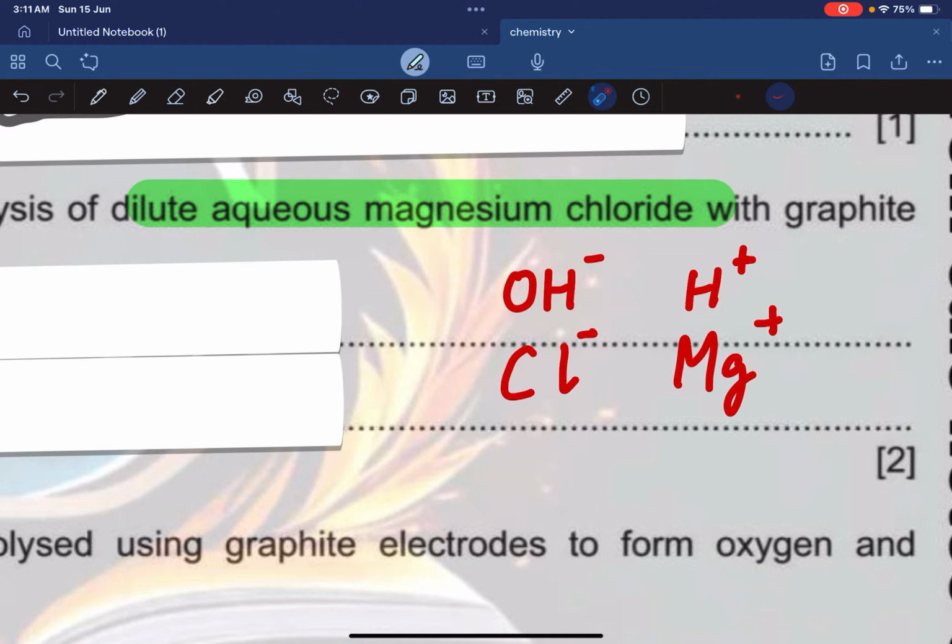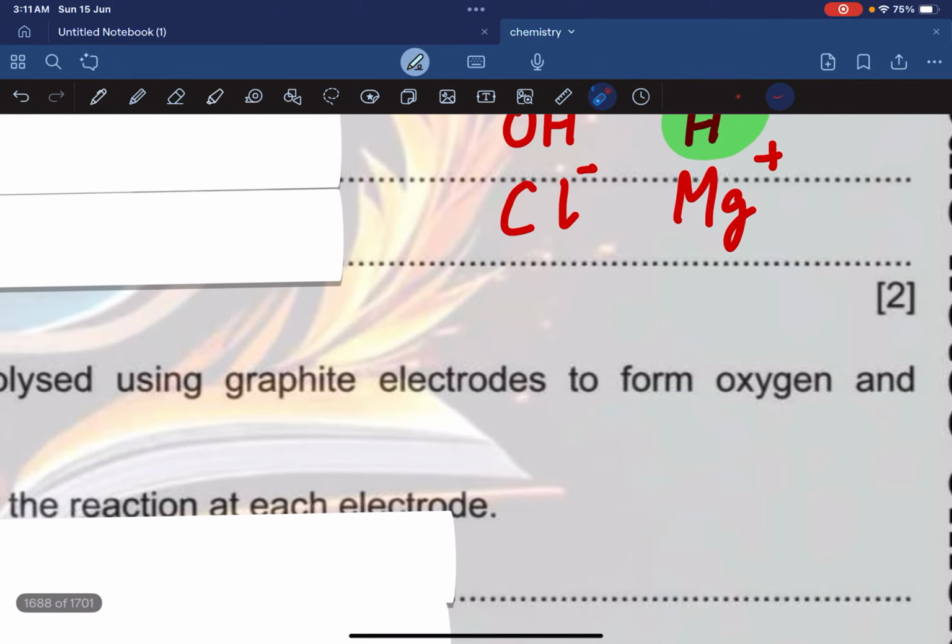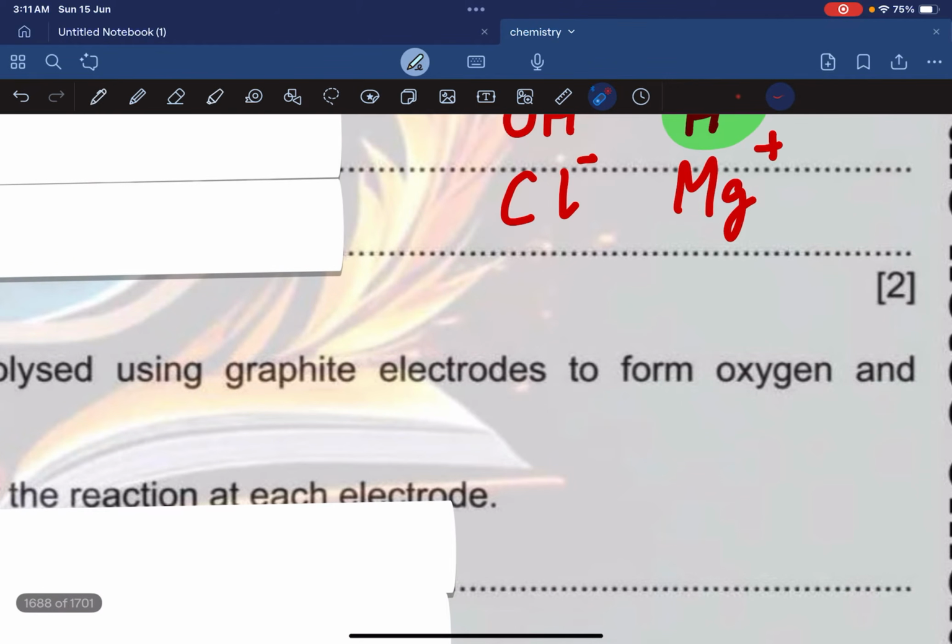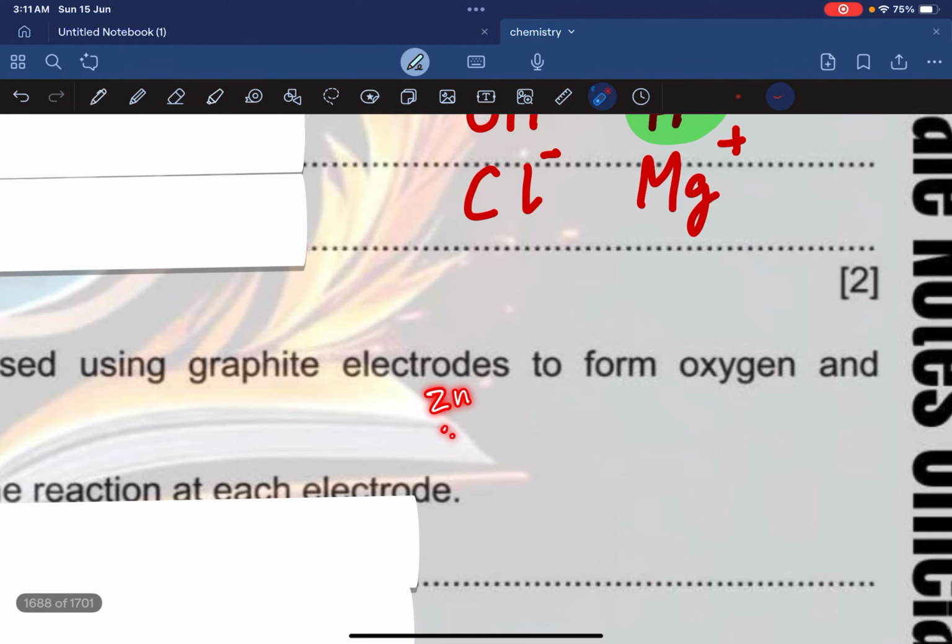So hydrogen is below magnesium in the reactivity series, so hydrogen is for sure going to discharge at the cathode. So over here, the winner of this race is going to be hydrogen. Why? Because it is below magnesium. If you look at the reactivity series, it's potassium, sodium, calcium, magnesium, aluminum, carbon, zinc, and then there are a few more, and then there is hydrogen, and then there is copper. So hydrogen is much below magnesium, so hydrogen is going to get discharged.